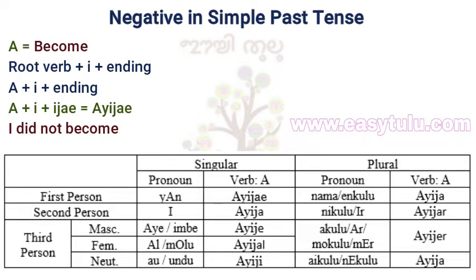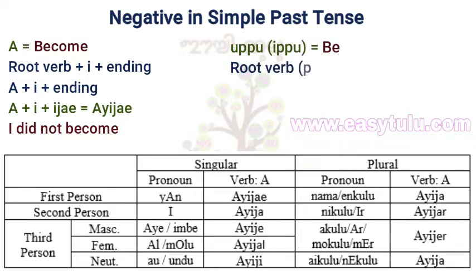Aye or imbe. A ije. He did not become. Alu or molu. A ijal. She did not become. Au or undu. Aiji. It did not become. Nama or enkulu. Aija. We did not become. Iru or nikulu. Aijar. You did not become. Akulu, mukulu, aru or mir. Aijer. They did not become. Nekulu or aikulu. Aija. They did not become.